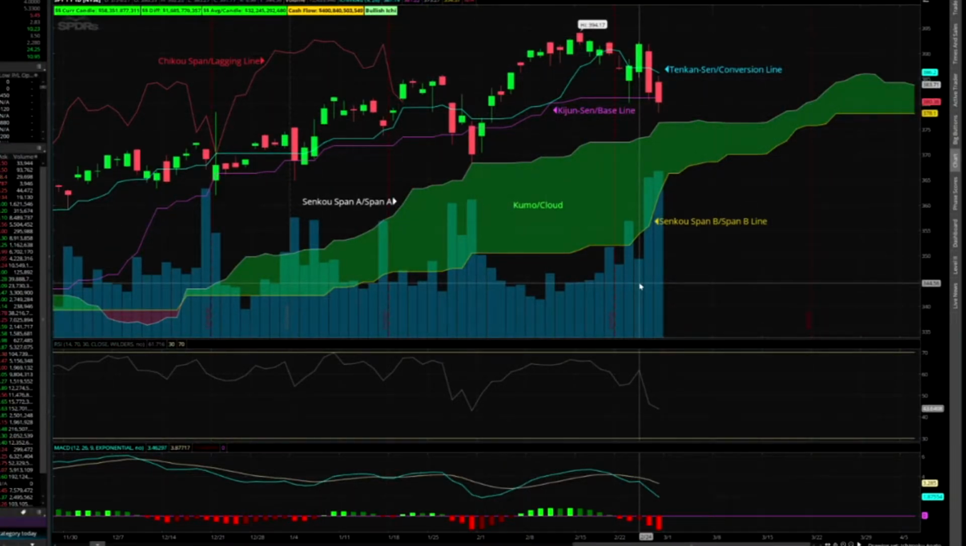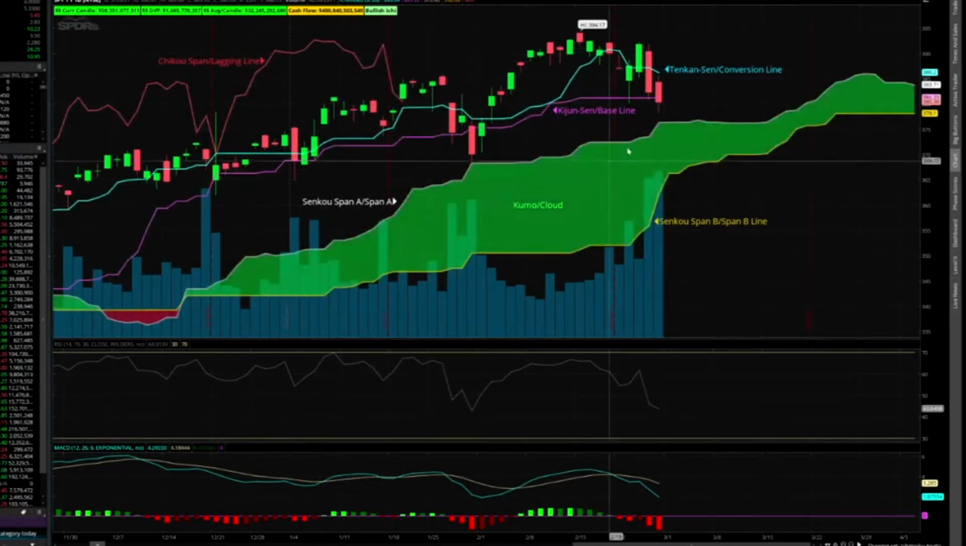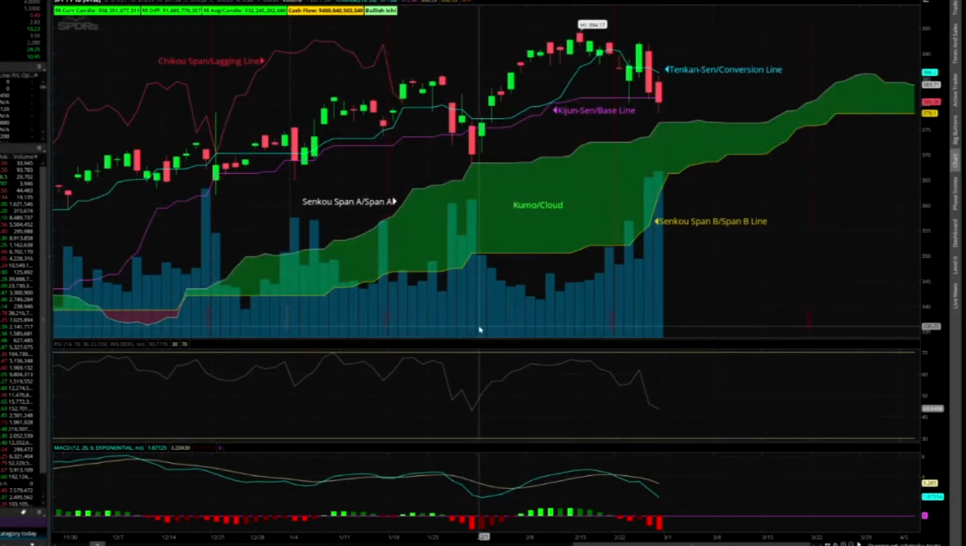If the Chikou span lagging line, this lagging line back here, is above the cloud, like in general, then it indicates the overall trend is likely to be bullish. If the Chikou span lagging line is below the cloud, then it indicates the overall trend is likely to be bearish. So if this line is above the cloud, bullish. This line below the cloud, likely to be bearish.